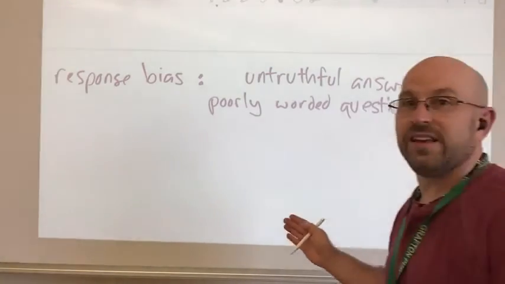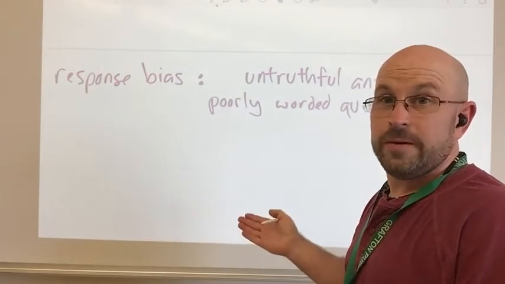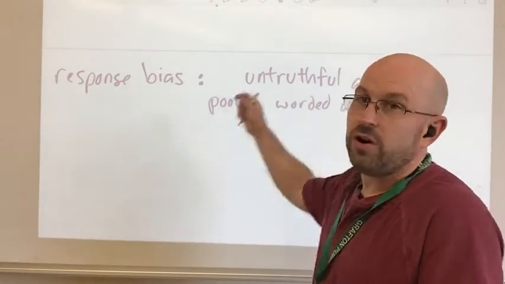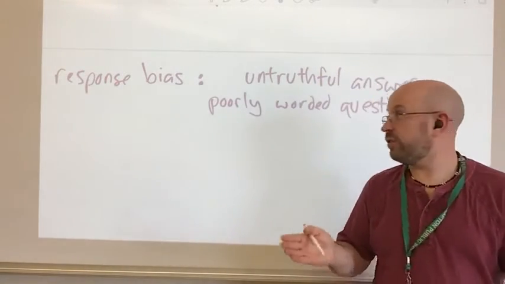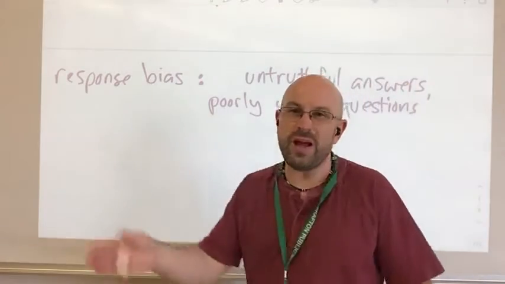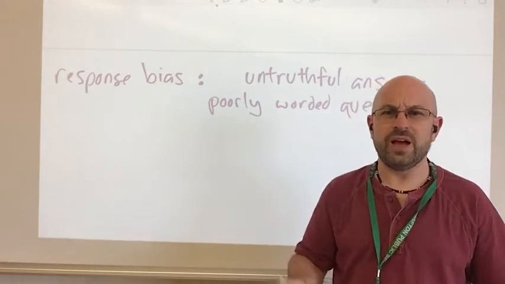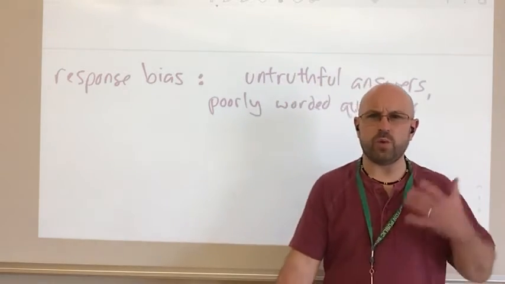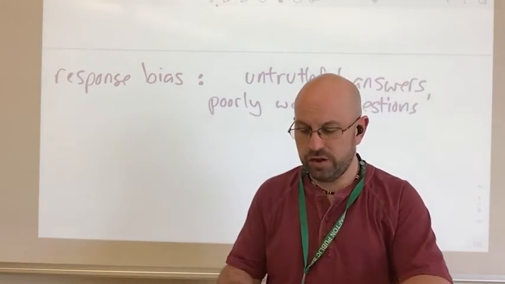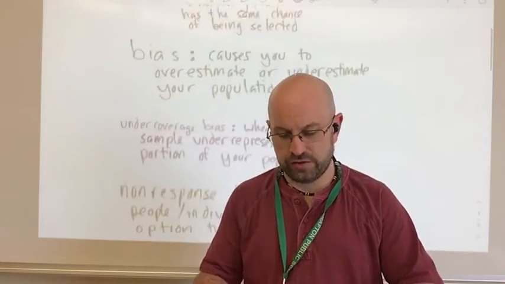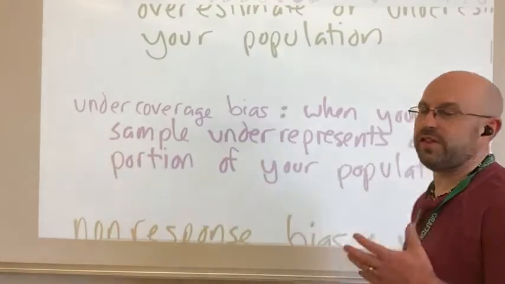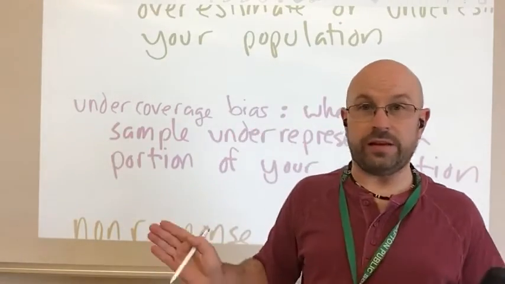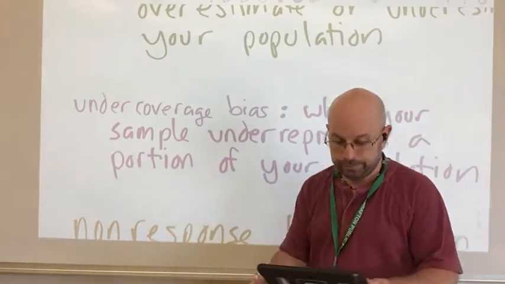So response bias is when you're presenting a question, and maybe it's the person asking it that could lead to an untruthful answer, or maybe it's the way you're asking that question. Maybe it's poorly worded and it's going to sway someone one way or the other. And that's what you're looking at with response bias. So when you're doing a sample, you want to watch out for these things. You want to watch out for, again, undercoverage bias. You want to make sure you're accurately representing your population. Don't actively exclude anybody. Make sure you're being good about it.